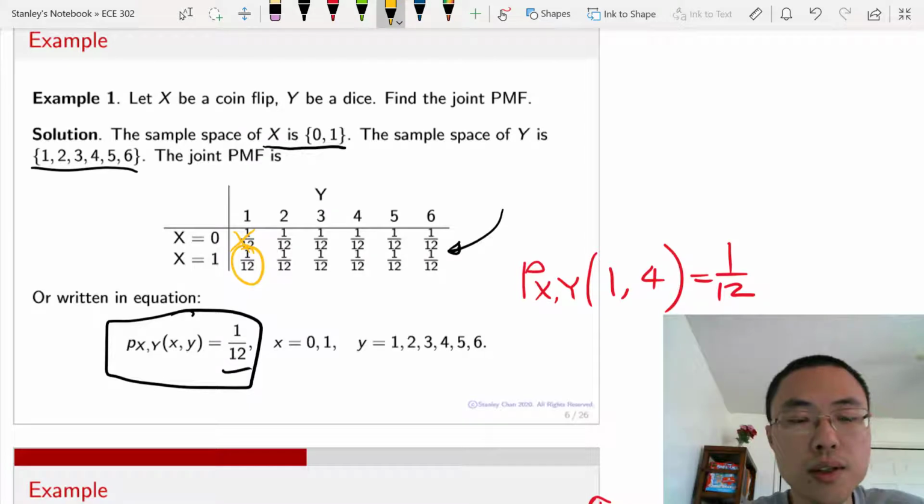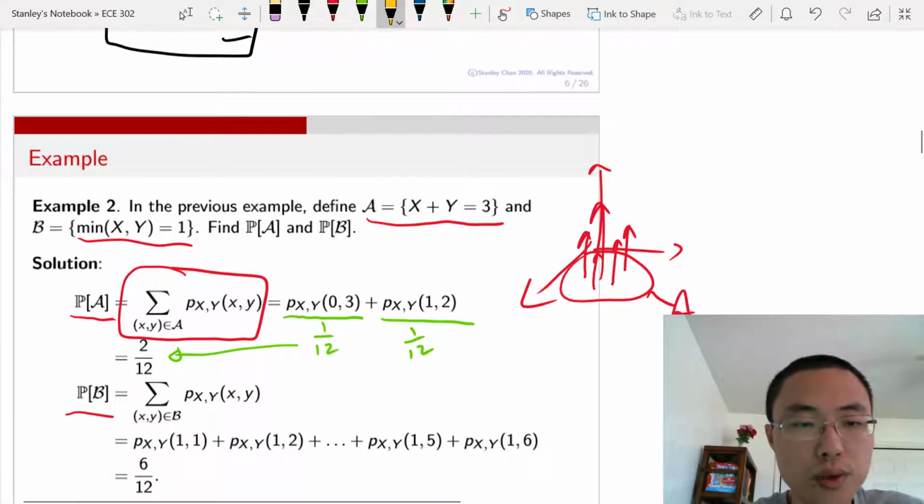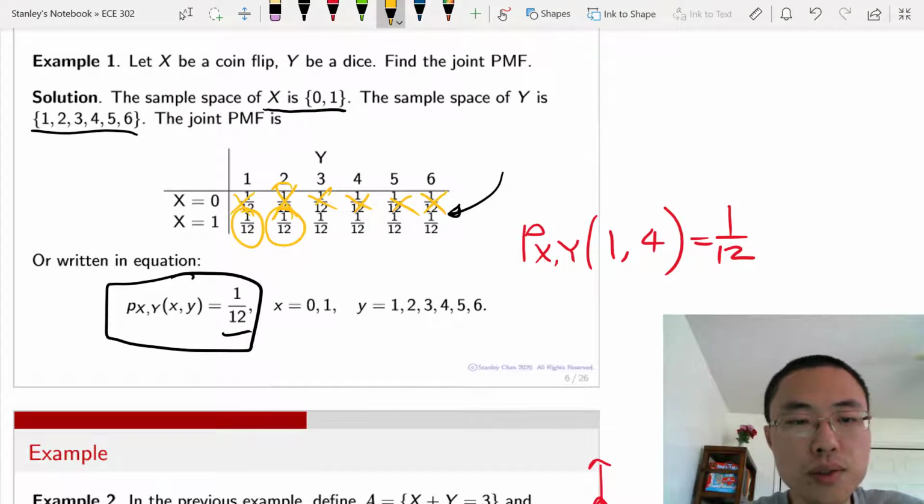How about here? The x is 0, y is 2. What is the minimum between the two numbers? The smaller value, that is 0. So that doesn't work. Here, does it work? 1 and 2. 1 and 2 will work. Okay, so we continue. Actually, for all the zeros, they don't work because the smaller will always be 0. That's not 1, right? Because we're looking at the minimum equals to 1. How about this row? This row says that anything that is less than 1, that will work. So all these numbers will work.